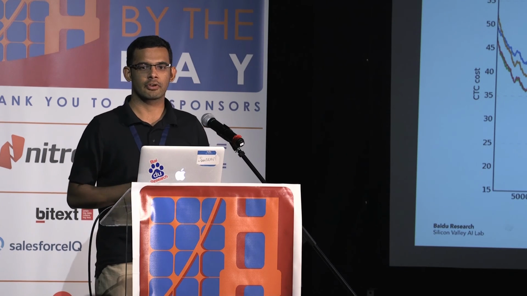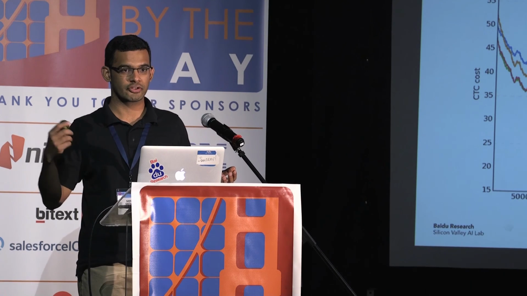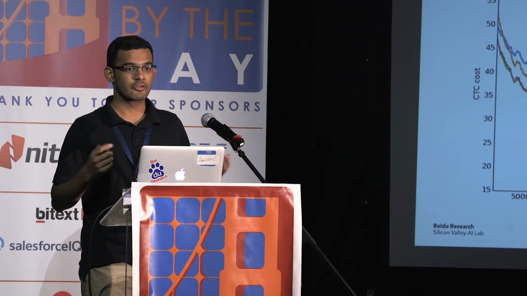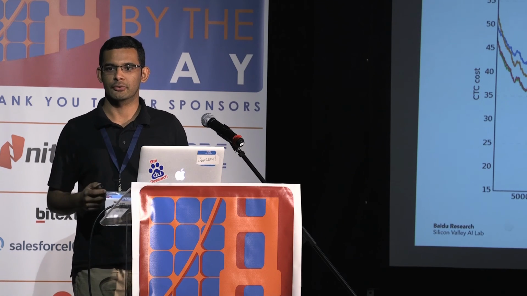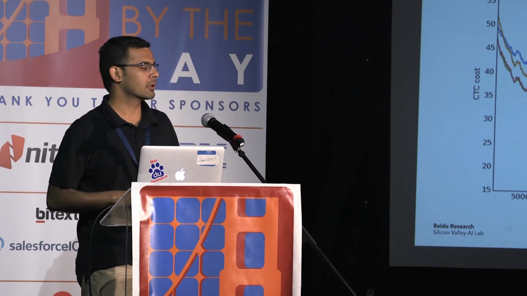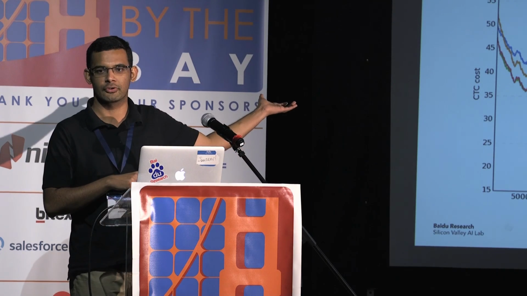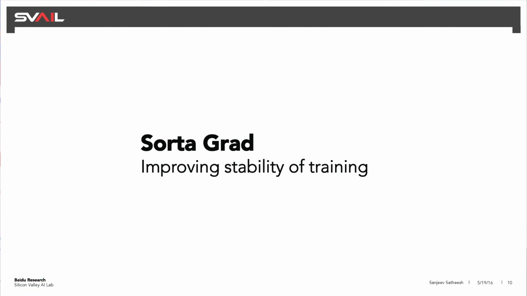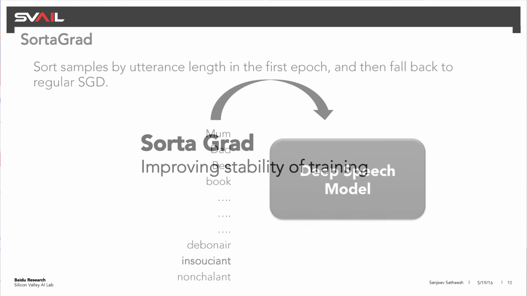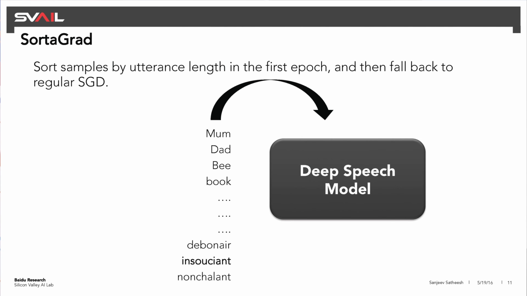But the point of the talk is that you should also think about this other question: is my model running into optimization issues? So let's see what we did in Deep Speech to find out if there are optimization issues in this model. The one thing that we tried is called SortaGrad, which we'll go into in a little more detail now. The idea behind SortaGrad is to improve the stability of training, which means fewer NaNs, fewer inf costs, and so on.